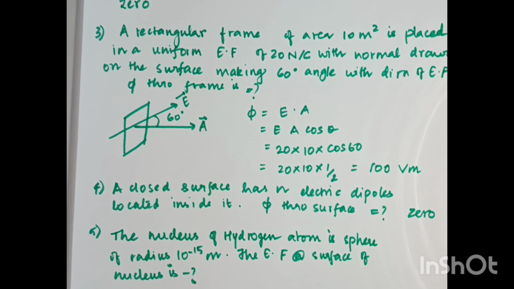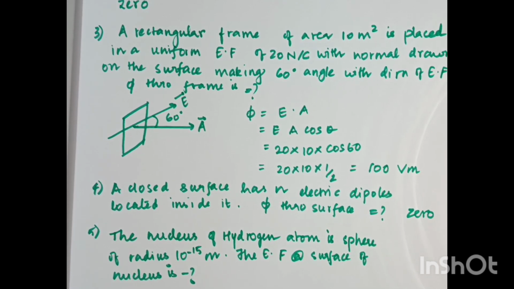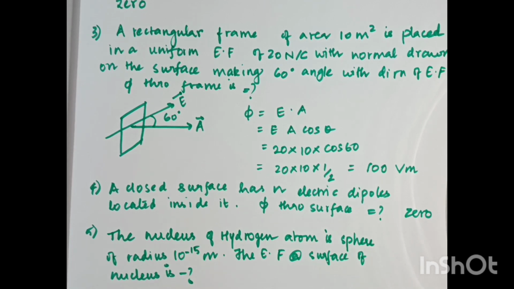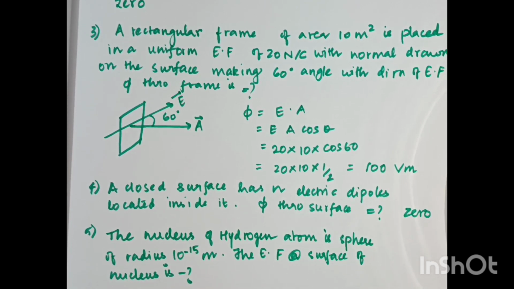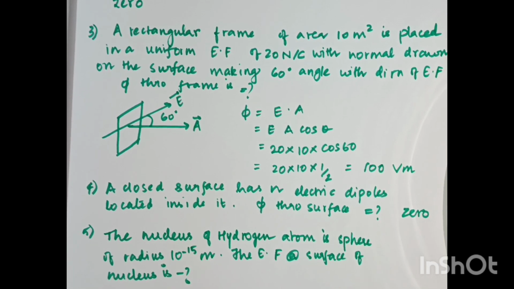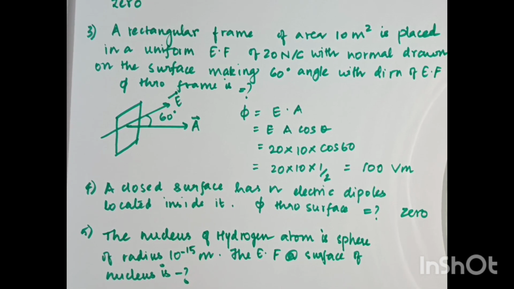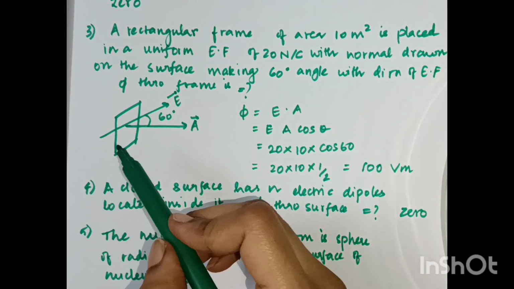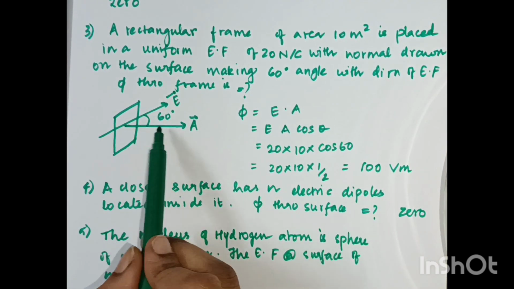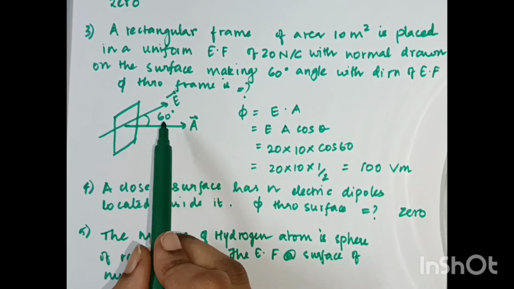A rectangular frame of area 10 meters square is placed in a uniform electric field of 20 Newton per coulomb with the normal drawn on the surface making a 60-degree angle with the direction of electric field. What is the electric flux through the frame? So they have given the normal drawn on the surface. The normal drawn on the surface means it is the area vector.